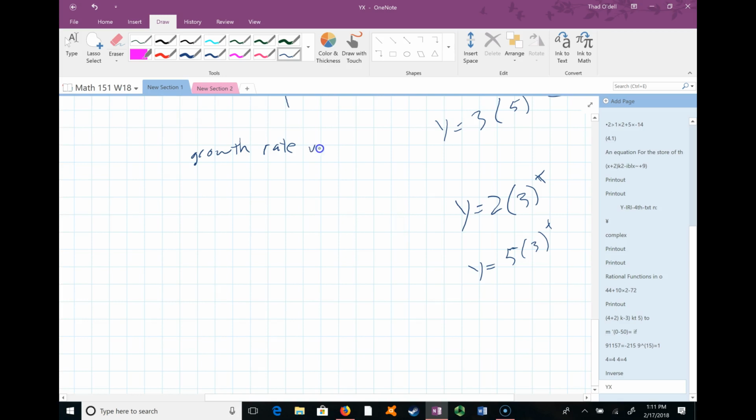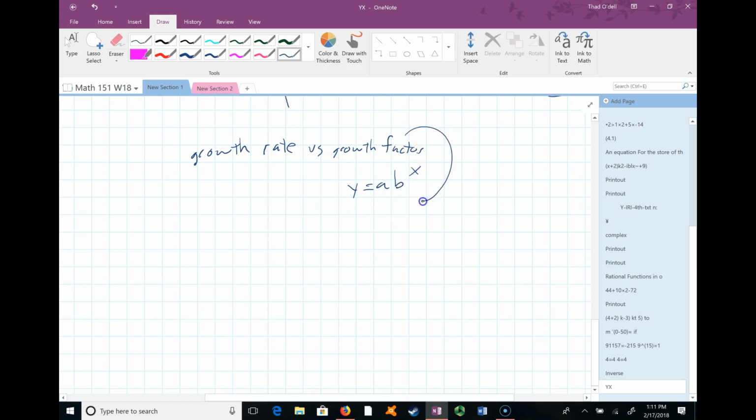That's different than growth factor. Growth factor is the thing in the equation that we've been talking about. So growth factor, we know, is y equals a times b to the x. Growth factor is the b. Now growth rate is something that might be in an application problem where we say it's growing 5% a year. Okay, that would be a growth rate. So the question is, how do we translate that into a growth factor?